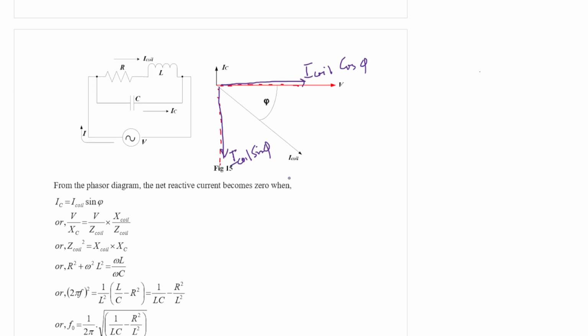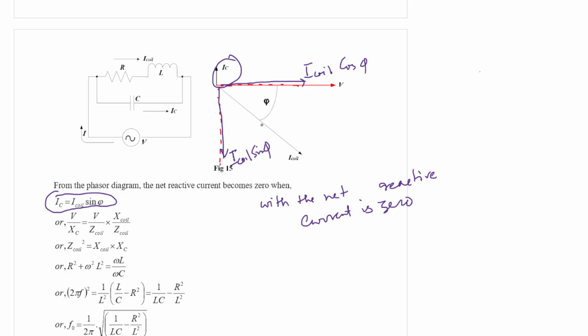So the net reactive current is 0. That means IC becomes I coil sin phi. Net reactive current is 0 when this IC becomes exactly equal and opposite to this I coil. So this IC, that is the charging current or capacitor current, becomes exactly equal and opposite to the I coil sin phi.